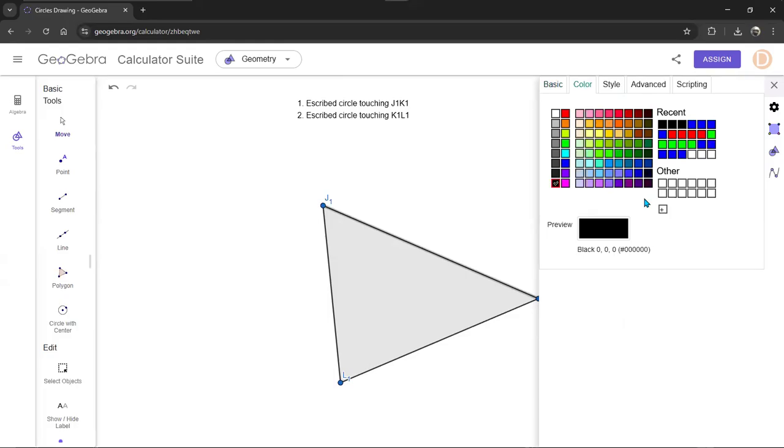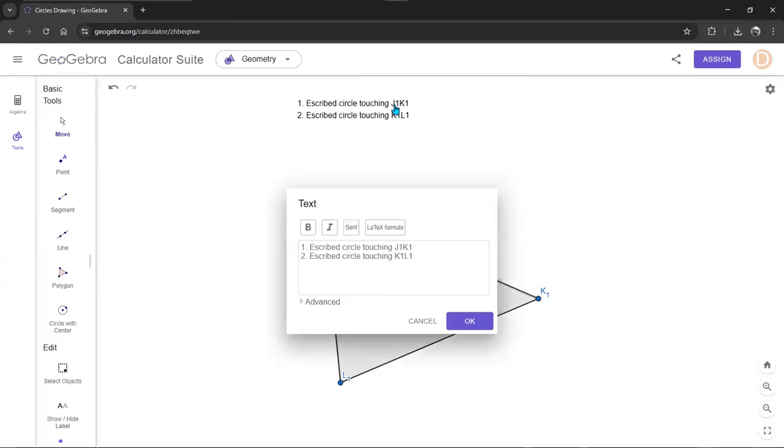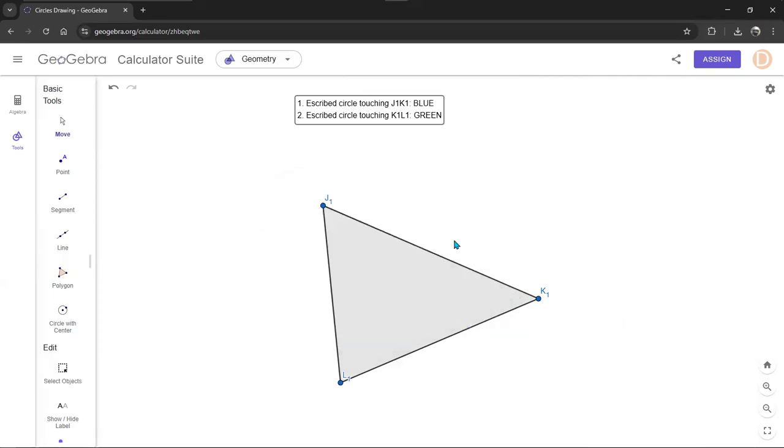We can use... these are so many colors. So since this one is just for verification, let's use something like blue for the first one and the green for the second one. Those colors have so many names which are not easier to comprehend. So we start with blue, and the first one, it's supposed to touch J1, K1.